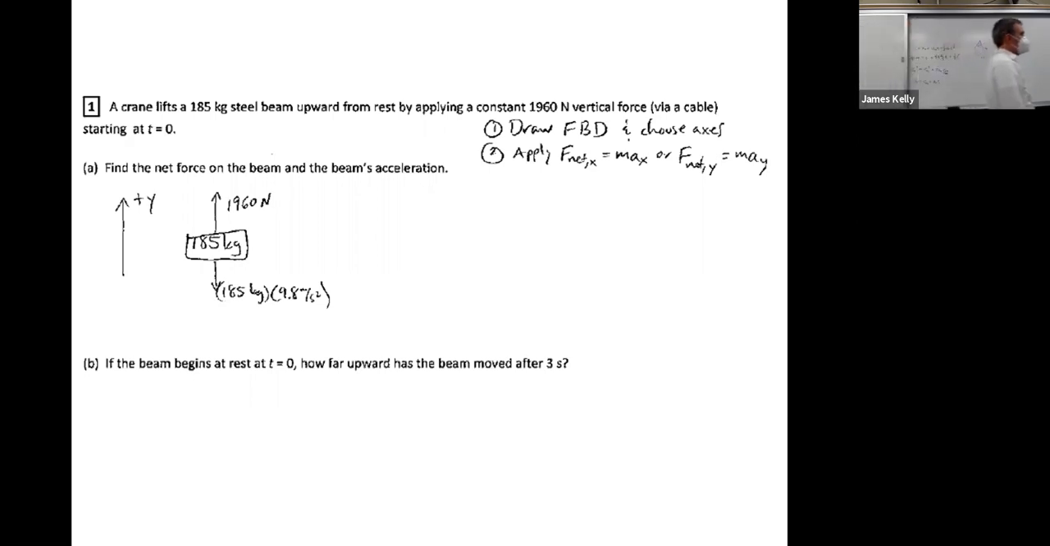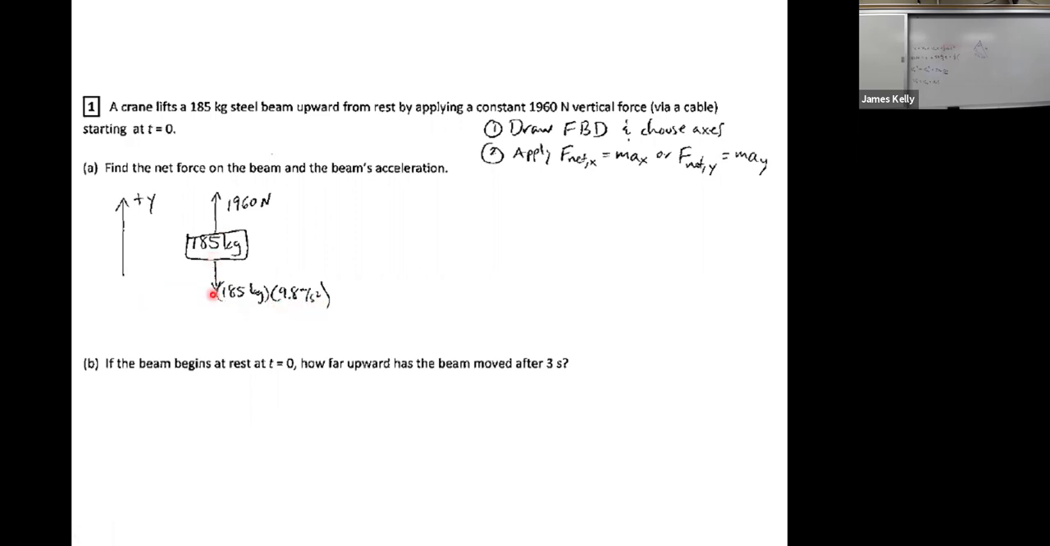So I've drawn a free body diagram here. Here's the beam. Someone told me the cable's pulling up with 1960 newtons, so I put that on there. And if you're at the surface of Earth, Earth always pulls down on you with your weight, and your weight can be calculated by mg. So if this is a 185 kilogram mass, then here's my m, and here's little g.